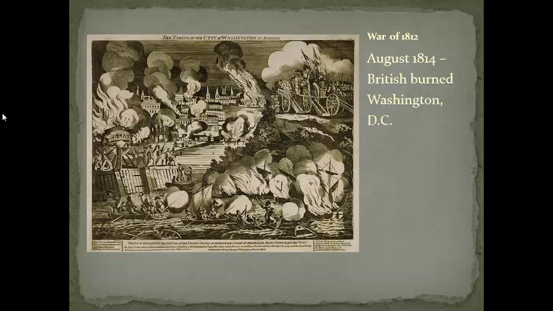Because in the summer of 1814, we suffer the indignity of losing our national capital. We had just begun work on Washington, D.C., and it's burned to the ground by the British. And so it does not look good for the United States.